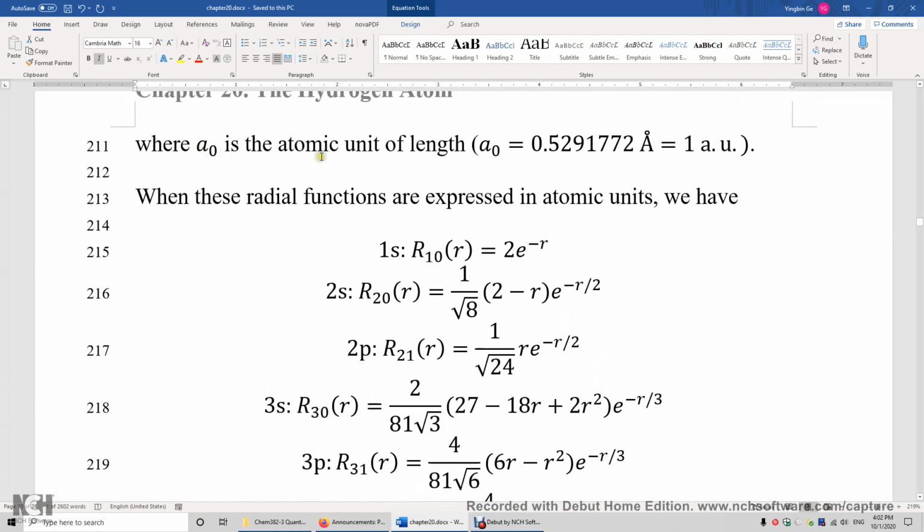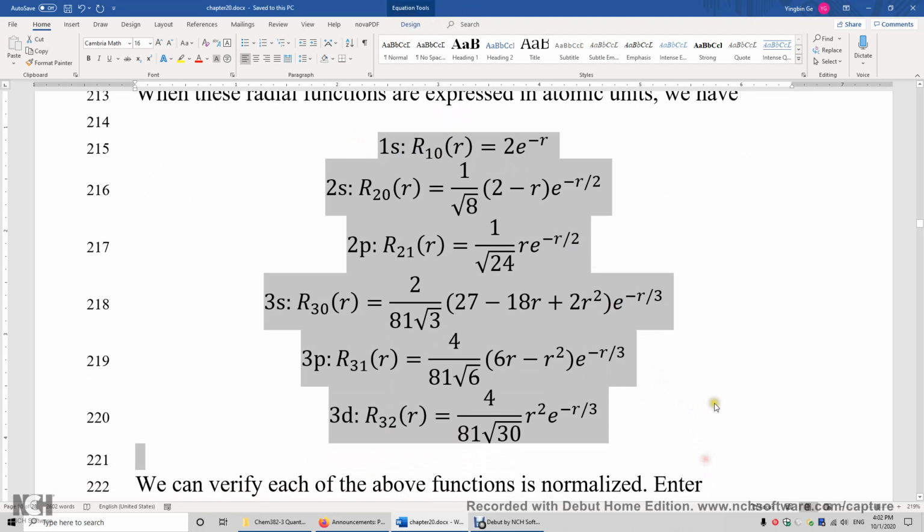Again, a naught is the atomic unit of length, and a naught is 0.529 angstroms, or 0.529 times 10 to the power of negative 10 meters. And this is 1 atomic unit. So over here, I'm using atomic units for these radial functions. And you'll see these expressions are much simpler. You're not seeing those a naught here or there. Really, I just replaced every r over a naught with r, because r over a naught is r over 1 atomic unit of length, so that's just r in atomic units. All right.